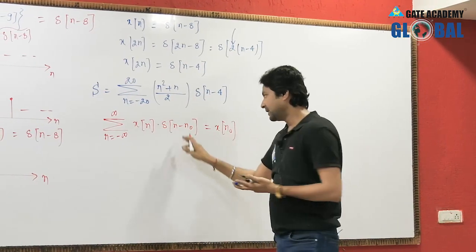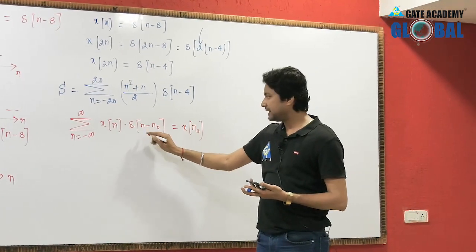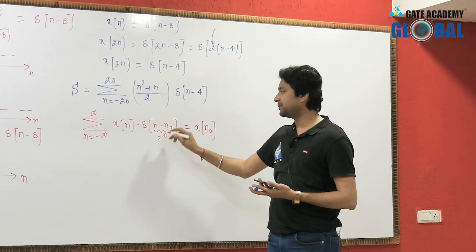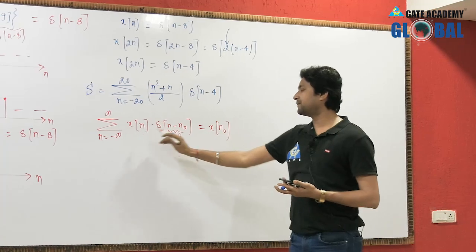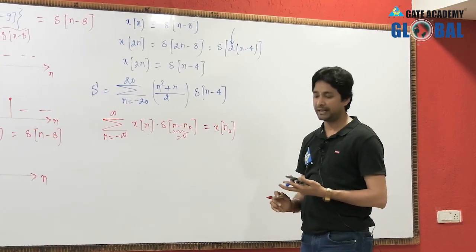You know that, find out the value of n by setting the argument equal to 0, and then substitute that n value in x of n. Therefore, this summation will have the result x of n naught.